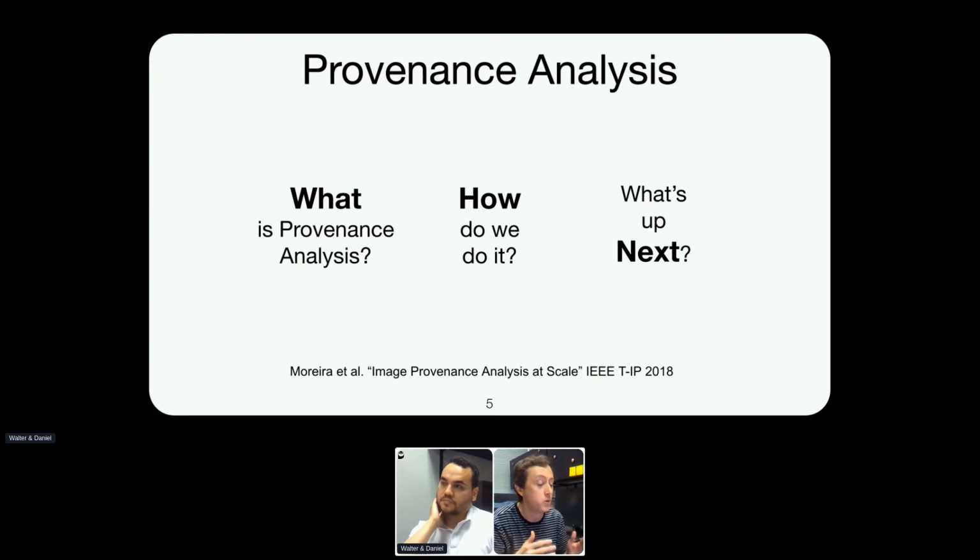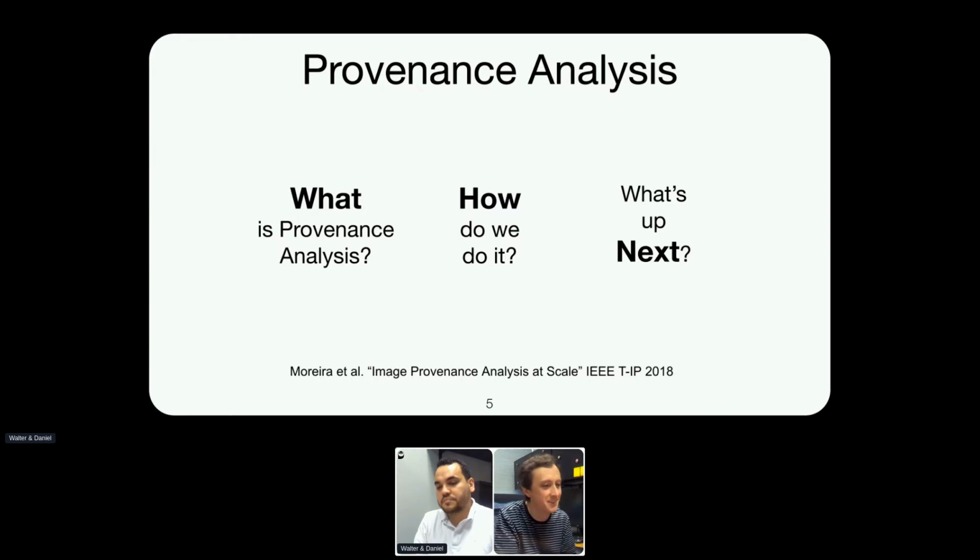And again, you need these two pieces. You need both the algorithms, the computer vision, the machine learning, and you also need the back-end infrastructure. As Daniel mentioned, scale is a serious challenge here. So we're going to talk about all of that.